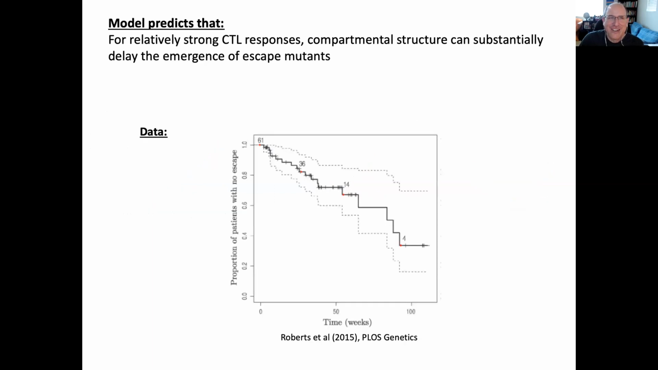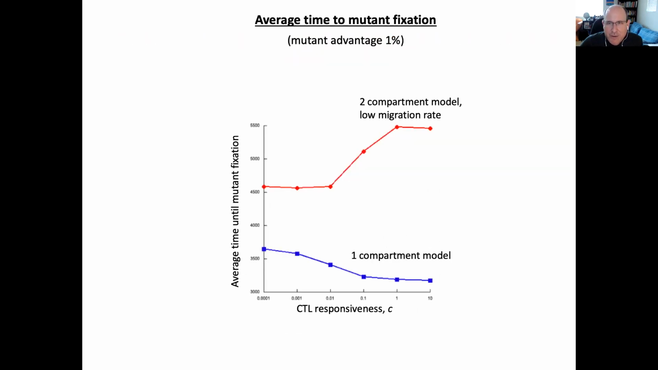Yeah, I'm almost done. The model predicts this discrepancy, and what we see in data is that it actually takes a very long time for escape mutants to emerge in patients, and that has always been a puzzle to people. After about 1 year, 60% of patients have not had an immune escape, a CTL escape mutation, and all the non-compartmental models would have predicted that this would have happened by now with a very high probability. That was always a puzzle. And I think with this compartmental structure, we can explain this. So let me just skip a couple of things.